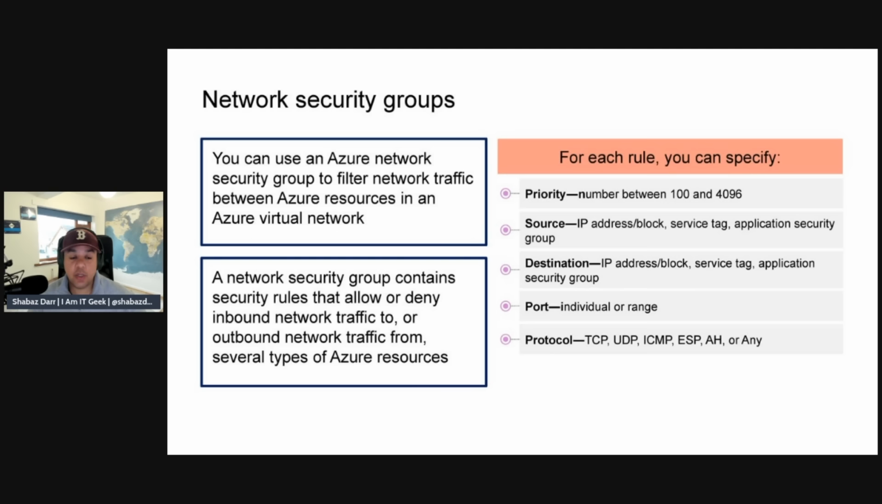So you can use an Azure Network Security Group to filter network traffic between Azure resources in an Azure virtual network. A security group contains security rules that allow or deny inbound network traffic, or outbound network traffic from several types of Azure resources. For each rule, you can specify source and destination, port, and protocol.